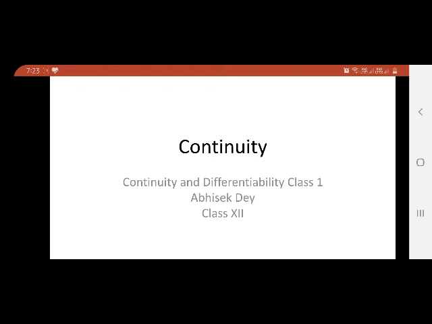Hello, students. We start off with our next chapter, that is the chapter of continuity and differentiability. And today's topic is continuity. Now, before we start off the chapter, let us first understand the chapter breakage, that is how we are going to deal with this chapter.